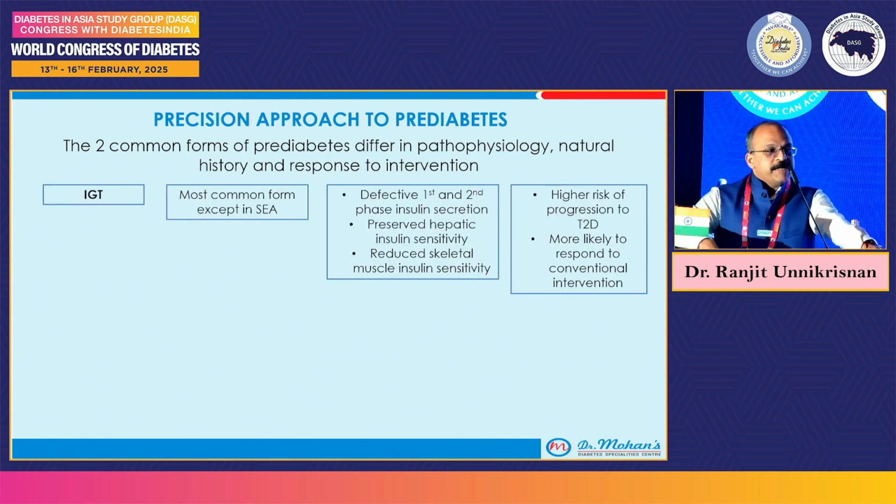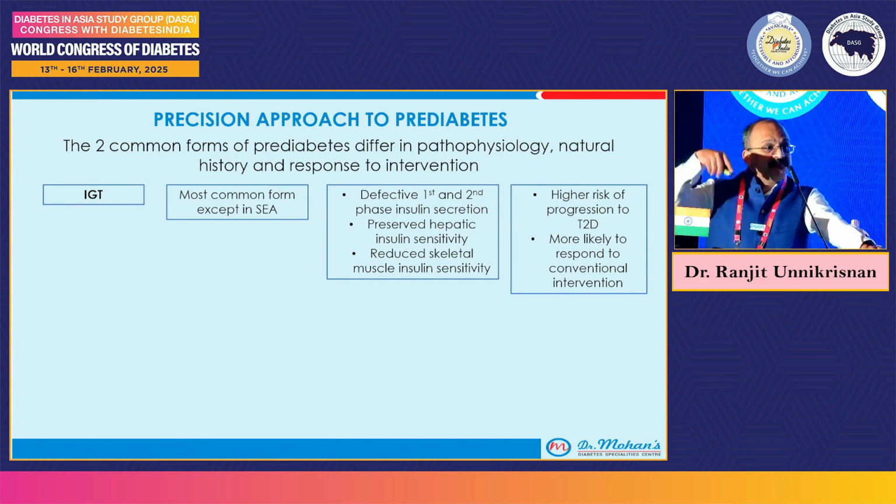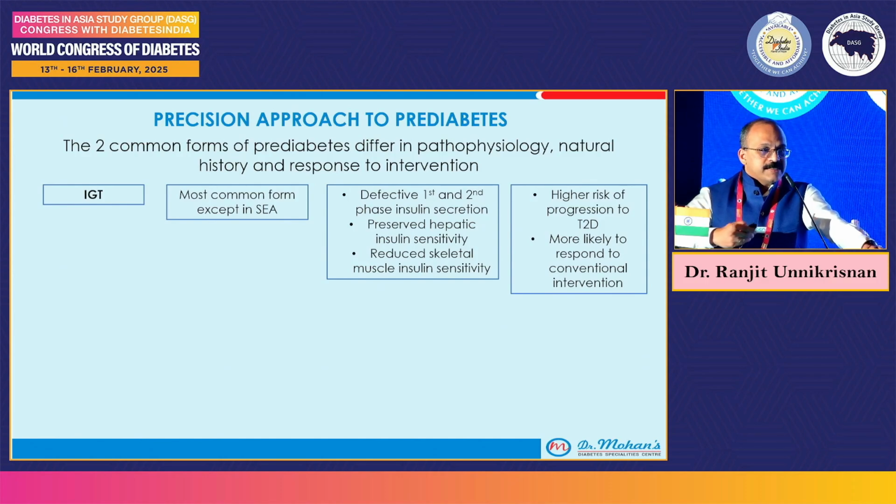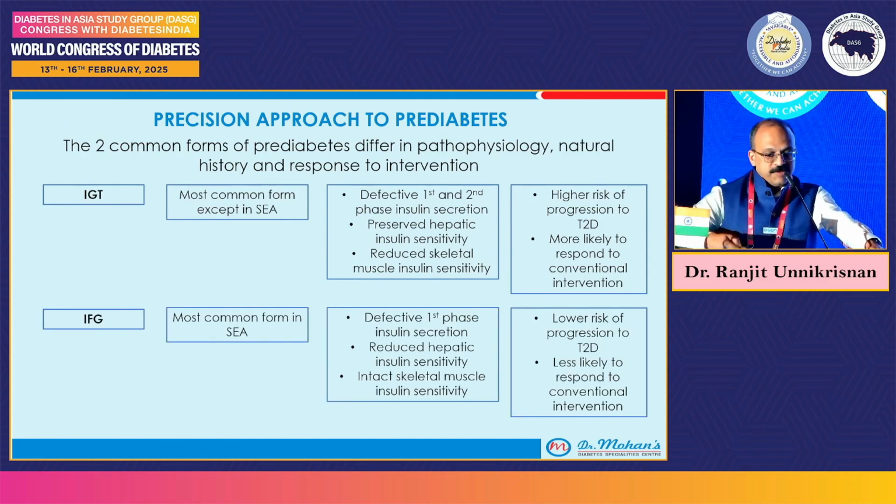For example, impaired glucose tolerance, which is the most common form of pre-diabetes across the world except in Southeast Asia, is characterized by reduced insulin sensitivity in the skeletal muscle, but preserved sensitivity in the liver, and there is a decrease in both the first and second phase insulin secretion. They have a high risk of progressing to type 2 diabetes, but they do respond well to interventions such as lifestyle modifications, diet, exercise, weight loss, and even metformin.